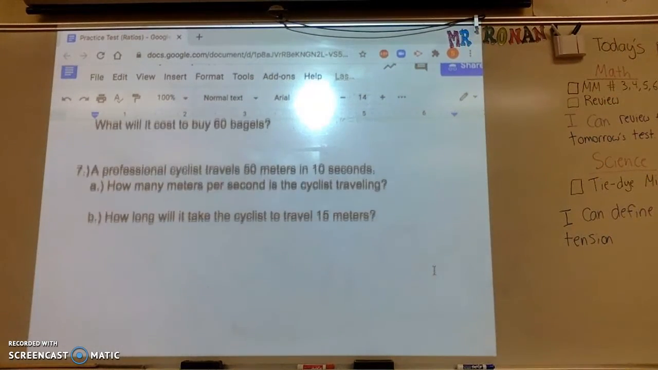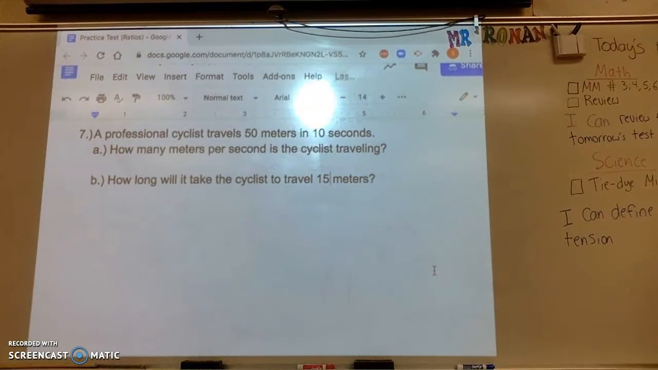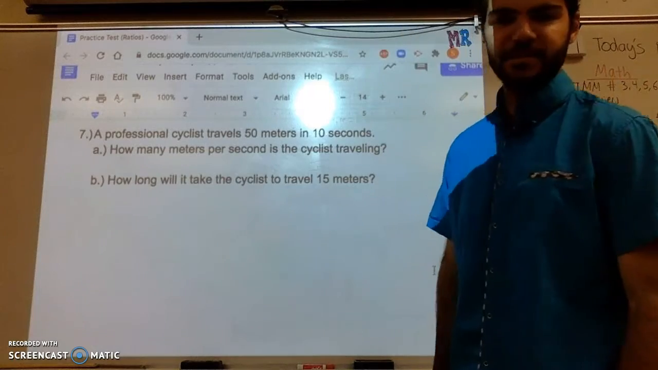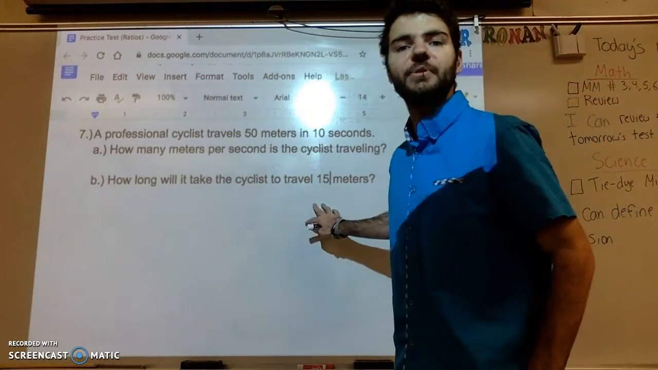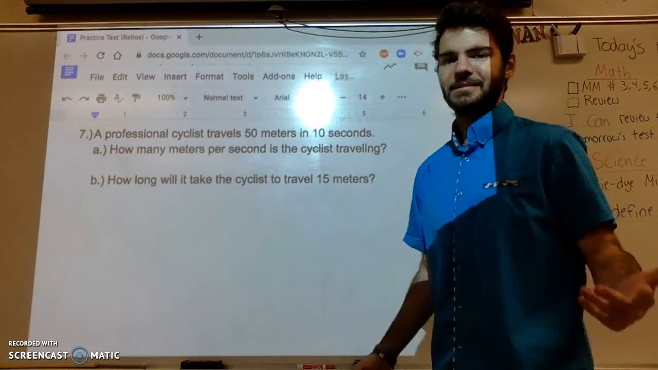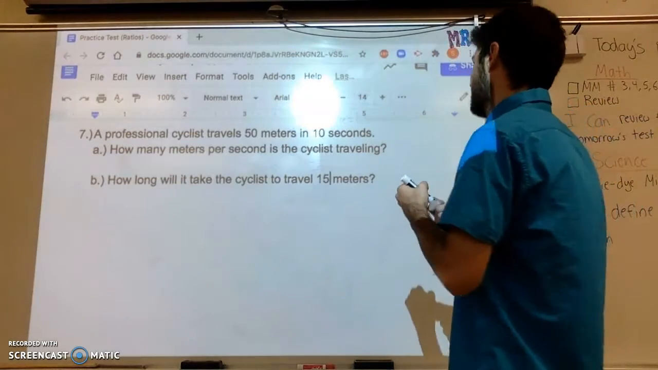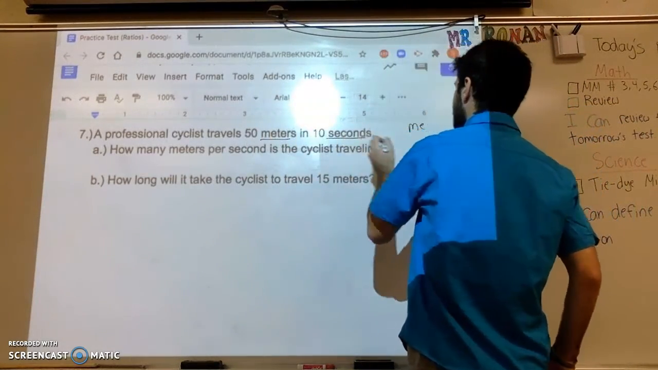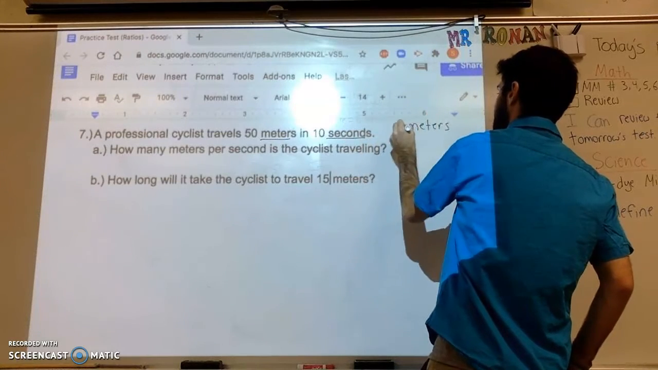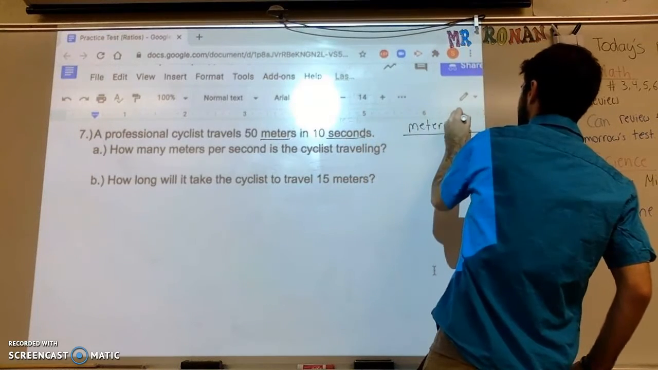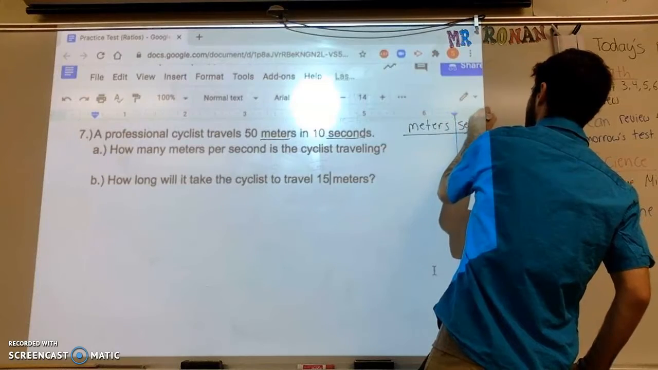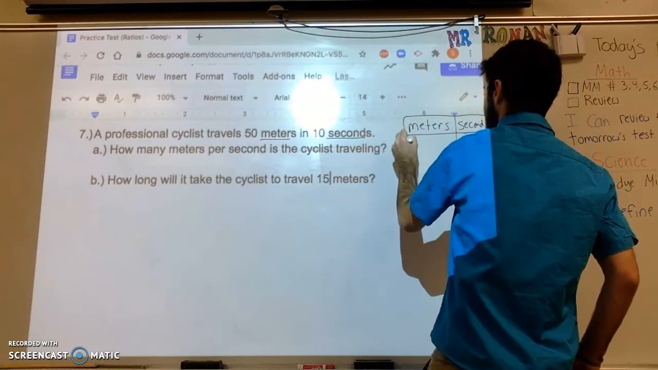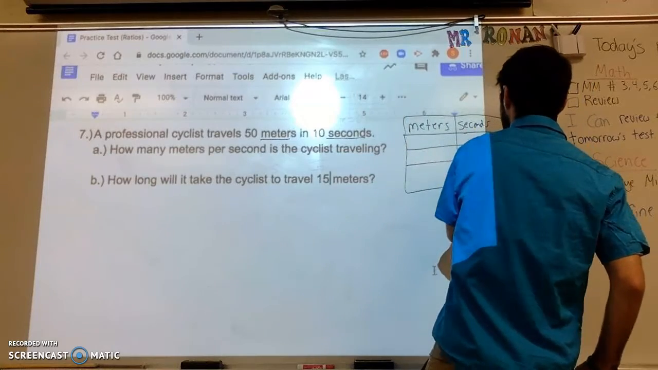Okay. Number 7. It says a professional cyclist travels 50 meters in 10 seconds. And we're going to have to use that information to help us answer 2 questions. What I'm going to go ahead and do, I'm just going to set up a table, just to help me organize my thoughts and my information. My 2 units I know are meters and seconds. So meters, seconds. Okay, and I'll just kind of make a table here. Yikes. I'm not very good at making tables, guys.